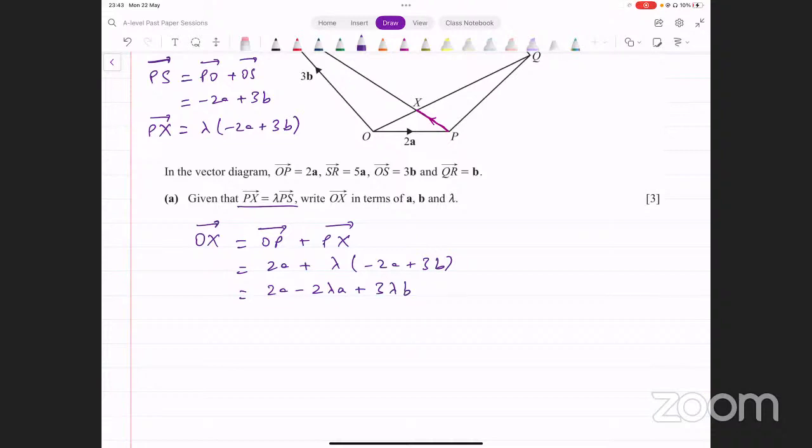You can leave it like this if you want, or you can write it like this as well. 2 minus 2 lambda into A, you can write the coefficient of A together like this, and 3 lambda B separately. Both of them are okay. It doesn't matter which exact form you have it in. All right, let's move on to the next part.